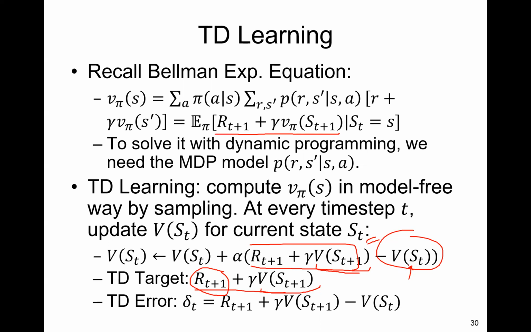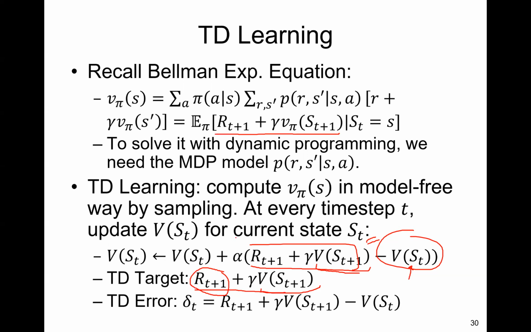But you shouldn't throw away your old estimate as soon as a new TD target comes in, because the TD target may not be fully accurate. So you do an incremental update, a blend of the old estimate and the new estimate. How much you trust your new estimate determines how large your learning rate alpha is.